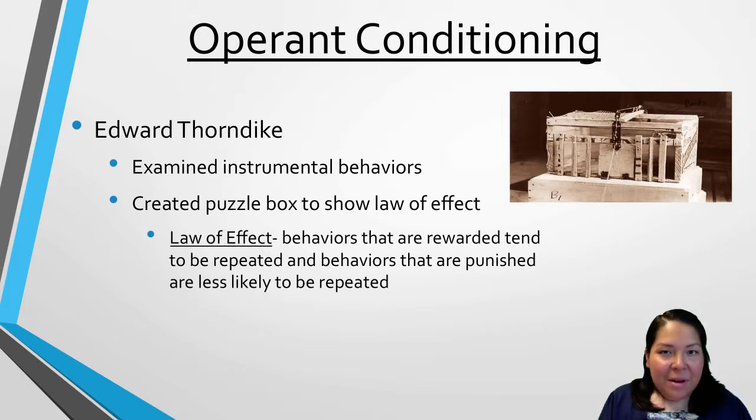When the cats figured out that by pressing the lever the door would open and they would be fed, their behavior of pressing the lever increased and was repeated over and over again when being placed in the puzzle box. Thorndike's work differed from classical conditioning in that the behavior of the animal determined what happened next. In Pavlov's studies, the bell and the food presentation occurred on every trial, regardless of what the animal did.